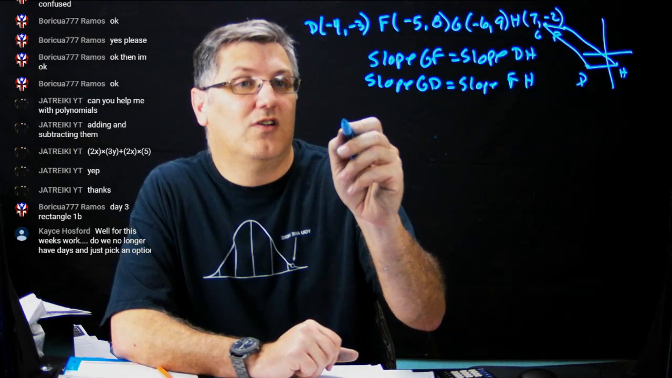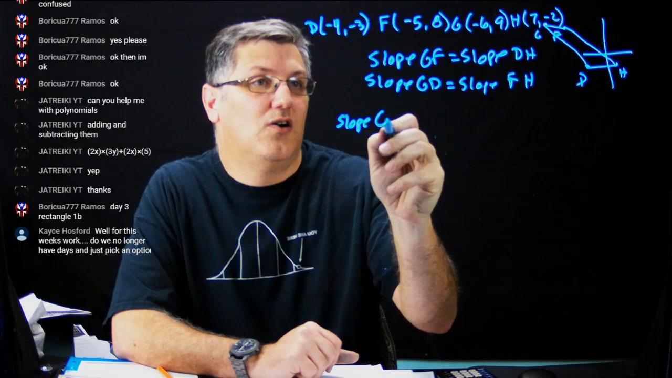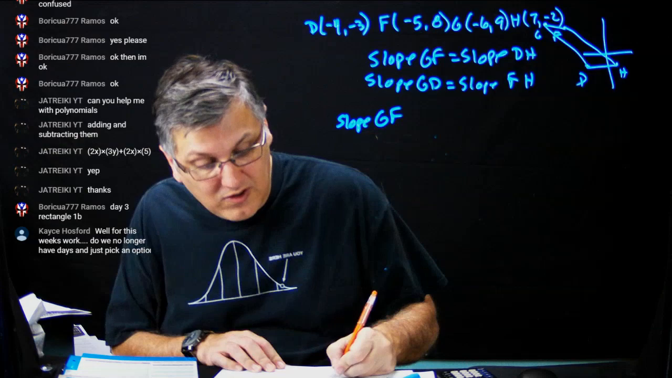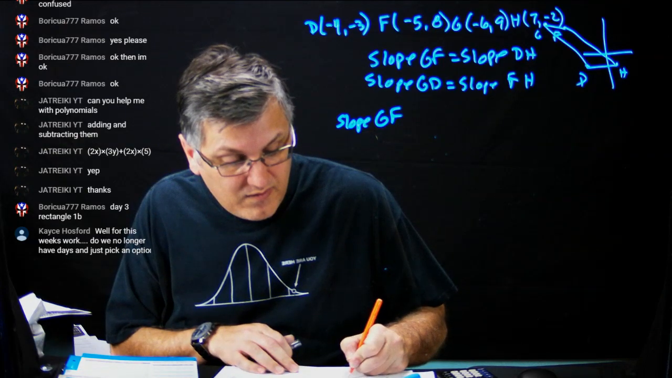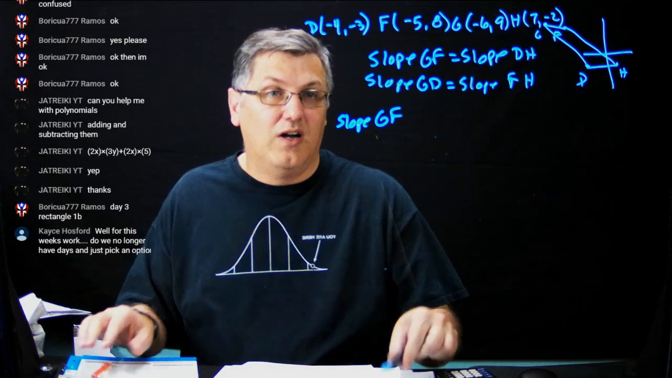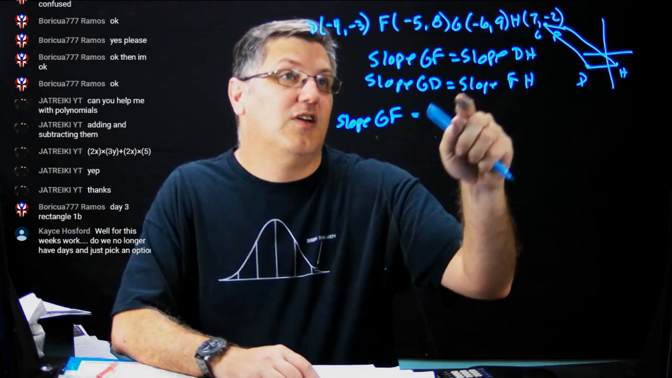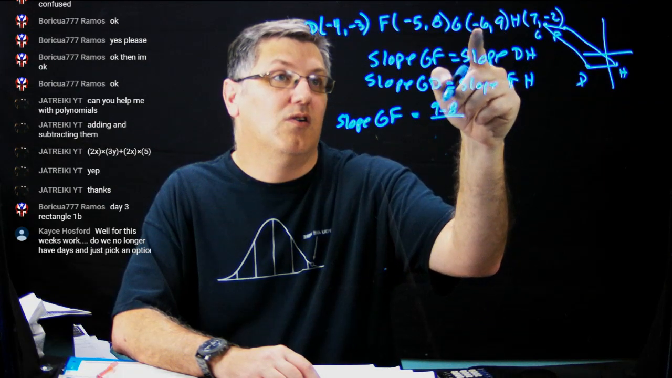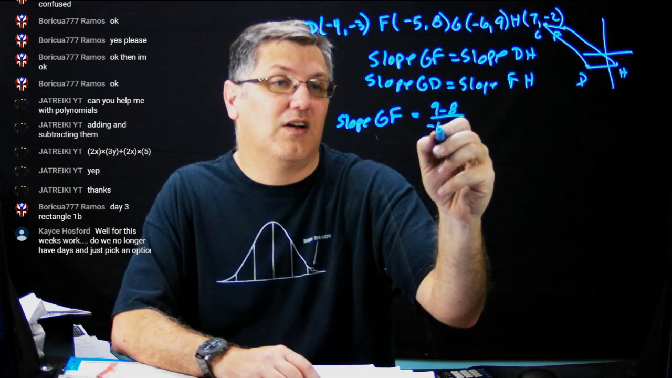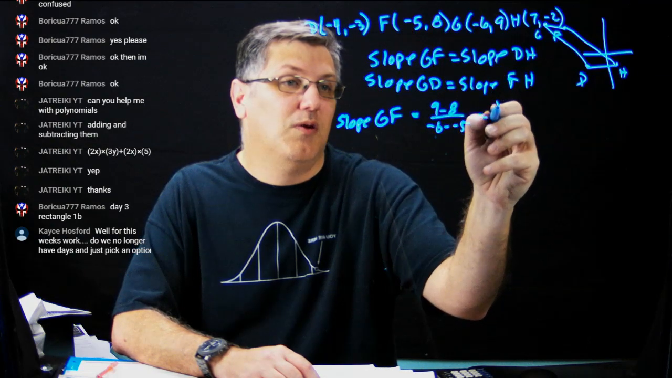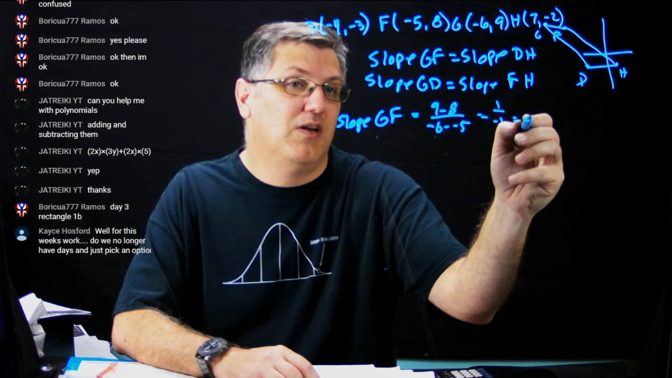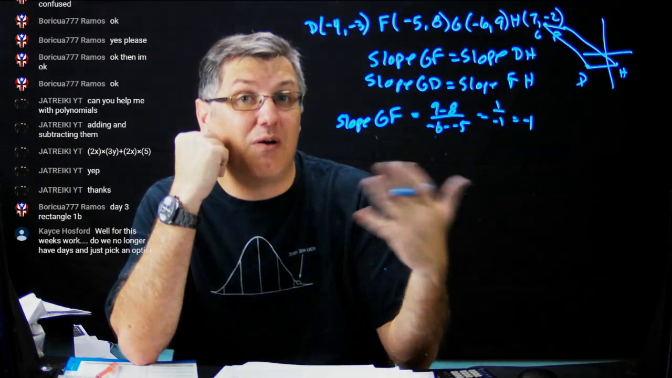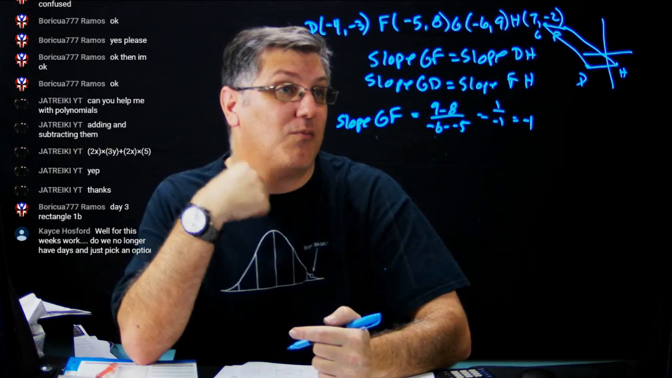All right, so let's do this. The slope of GF. I should probably write this time down. 59:17. All right, the slope of GF. So GF, 9 minus 8 over -6 minus a -5. This gives me 1 over -1, which gives me -1. So if the slope of DH is not -1, we're done. It's not even a parallelogram. They can't be a rectangle because both of these have to be a true statement.